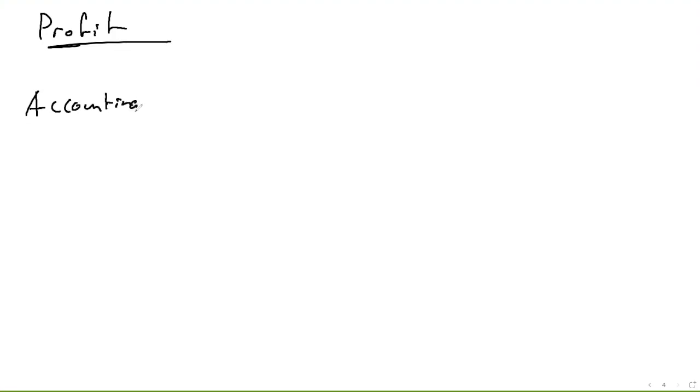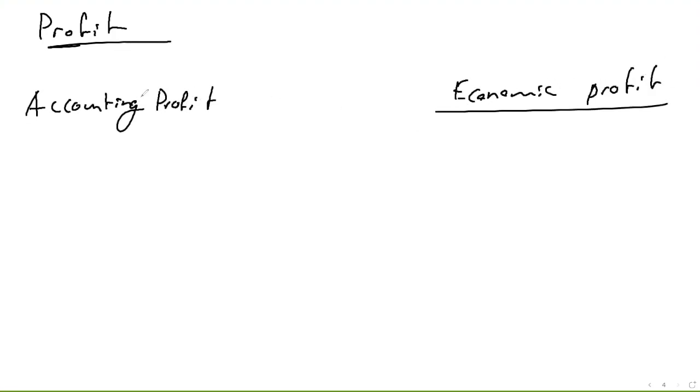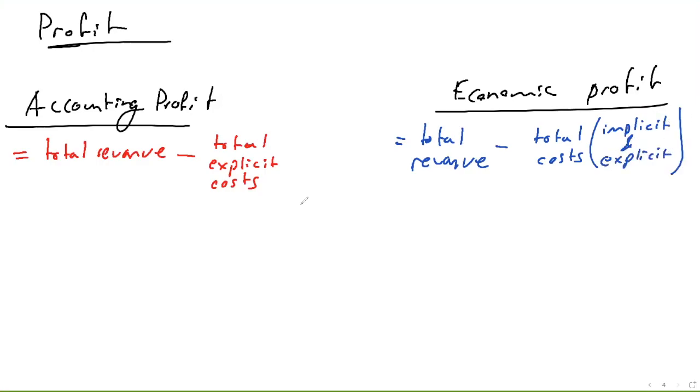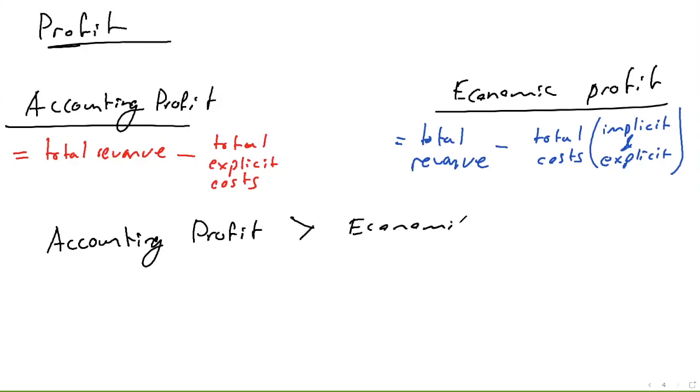So we can also categorize profit in a similar way. There's what's called accounting profit and economic profit. Accounting profit is going to be total revenue minus total explicit costs, and contrast that to economic profit, which is going to be total revenue minus total costs, meaning implicit and explicit. So accounting profit ignores the implicit costs. So accounting profit is always going to be higher than economic profit.